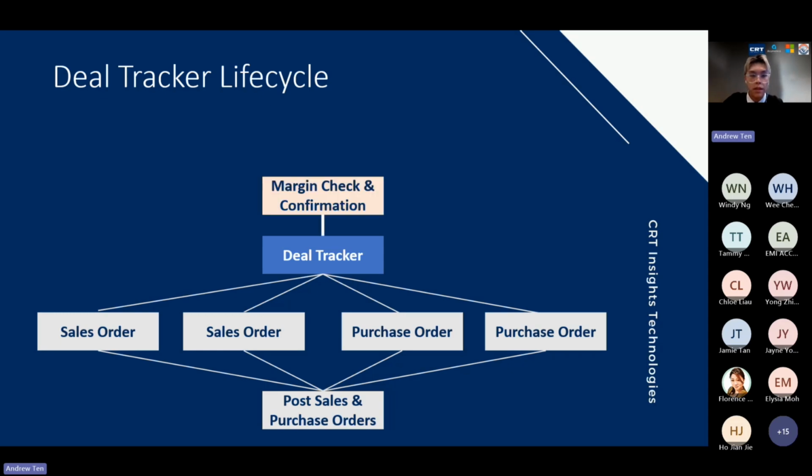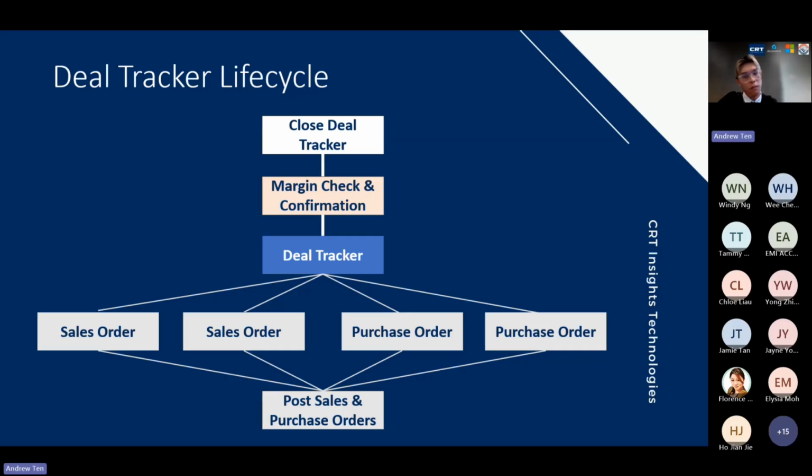Then we proceed with our margin check and confirmation. One unique feature of our Deal Tracker is the margin check. If the system detects that the sales revenue is lower than the purchase cost, a confirmation will be prompted. This gives the user the chance to stop, review, and adjust before the final decision, reducing the risk of loss-making deals.